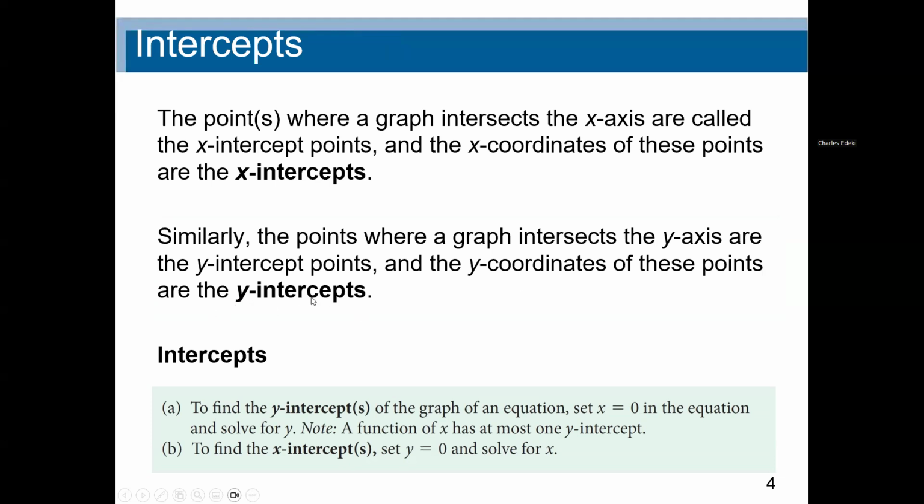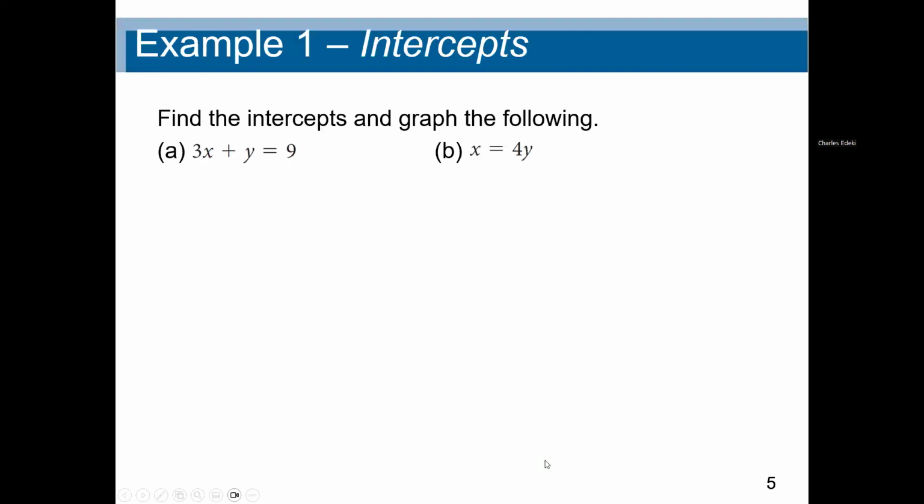So y-intercept means when x is equal to 0, what's the value of y? X-intercept means when y equals 0, what's the value of x? So to find the y-intercept of the graph of an equation, we set x equal to 0 in the equation, then we solve for y. Same thing to find the x-intercept, we set y equal to 0, and then we solve for x.